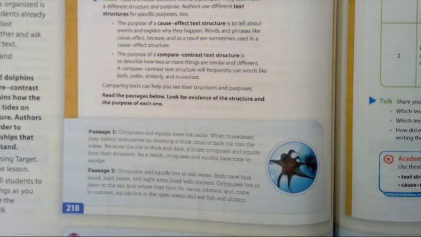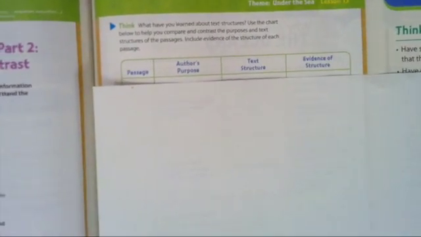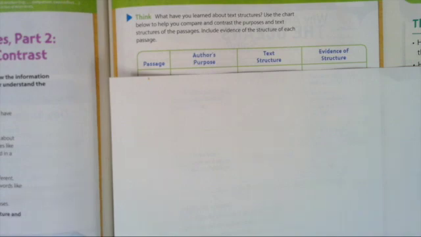All right, so let's talk about passage 1 on page 219. What was the purpose of passage 1? What was the text structure? And what was its evidence? So before we read passage 2, we're going to go ahead and fill out the chart on page 219 on passage 1. So it told us why octopuses and squids use their ink. It told us they use them to defend themselves. It used the word because in there, which was a key word for cause and effect text structure. And it was a cause and effect text structure.